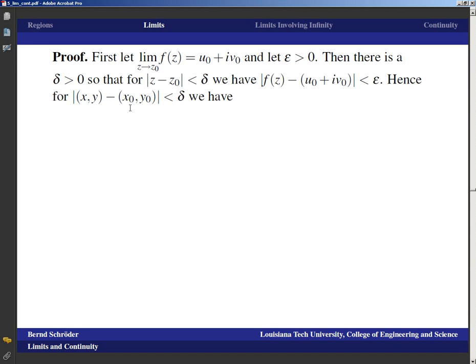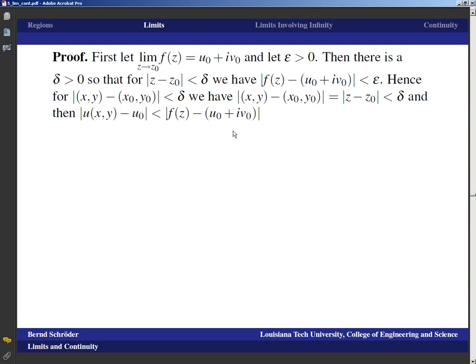Well, hence, for |(x,y) minus (x0,y0)|, remember the difference in the real picture is the same as the difference of the absolute values |z minus z0|. We have, therefore, that |(x,y) minus (x0,y0)| is equal to |z minus z0|, which is smaller than delta. And that means that |u minus u0| is smaller than |f of z minus (u0 plus iv0)|, because this absolute value is greater because it just attaches the difference of the imaginary parts there also as squares inside the square root. And that was smaller than epsilon by what we were able to assume, right?